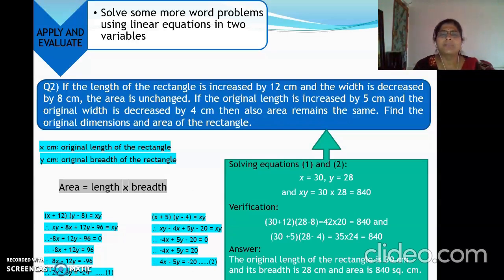Let's do verification. When the length is increased by 12, the new length is 30 plus 12, that is 42, and breadth is decreased by 8, that is 28 minus 8 is 20. Product of these is 840. And as per the second information, 30 plus 5, that is 35, and 28 minus 4, that is 24. The product of these two is also 840. So in both cases, the area remains unchanged. Hence our answer is: the original length of the rectangle is 30 centimeter and its breadth is 28 centimeter and its area is 840 square centimeter.